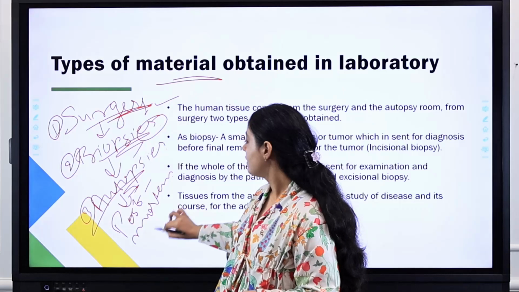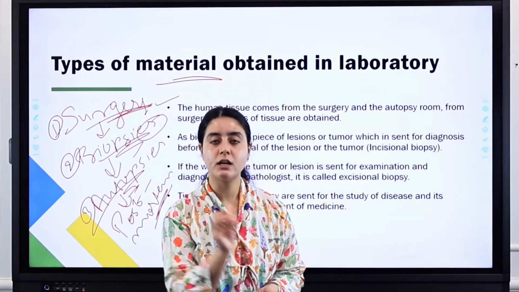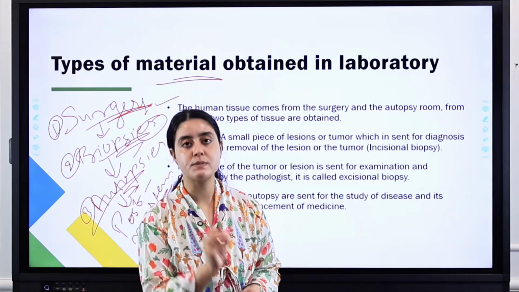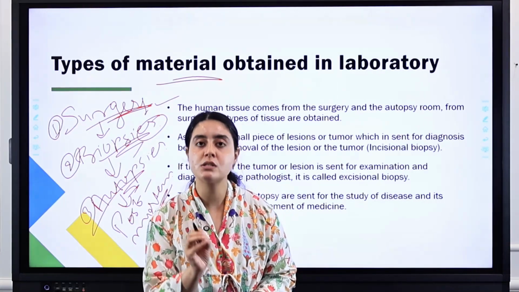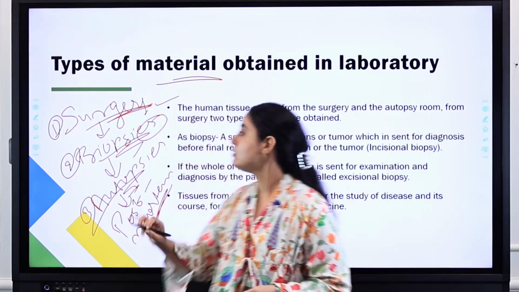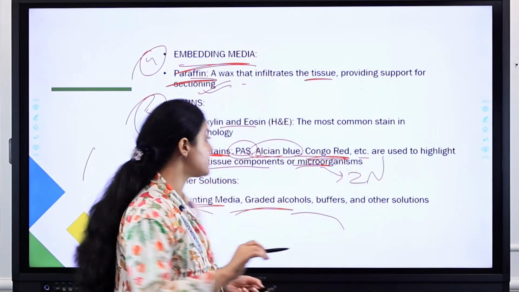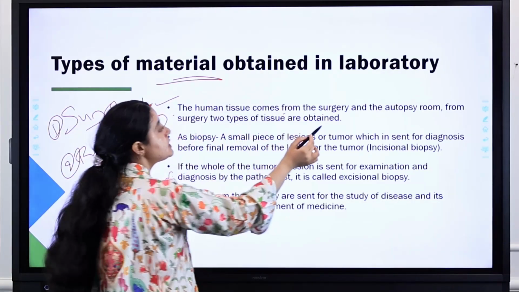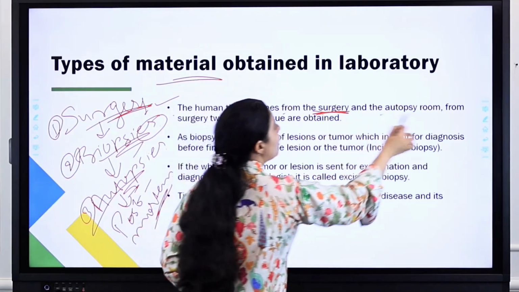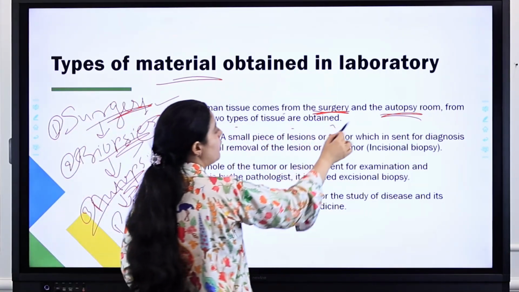When a patient dies, we perform a procedure known as post-mortem. The autopsy means post-mortem examination to identify the cause of the death. So you understand the basic meanings of these terms. Let's understand one by one. The human tissue comes from the surgery and the autopsy room. From surgery, two types of tissues are obtained.